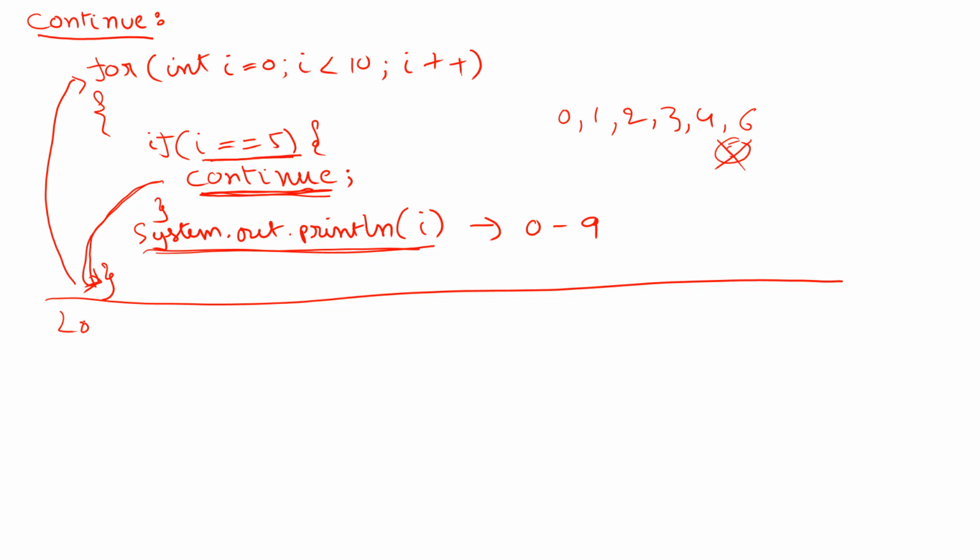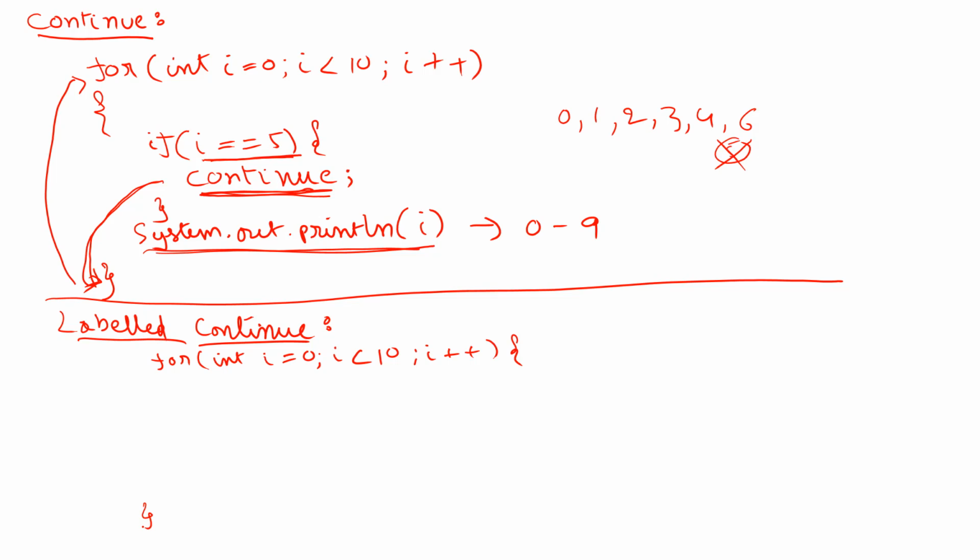Now let us see what a labeled continue statement is. A labeled continue statement skips to an outer loop marked with the given label. That means, let's say I have two for loops here. One is for (int i = 0; i < 10; i++). I am printing the value of i here, System.out.println(i). So the value of i prints from 0 to 9.